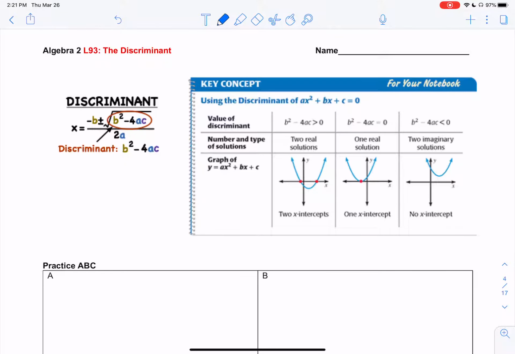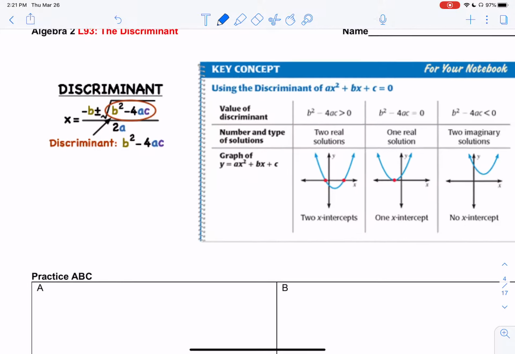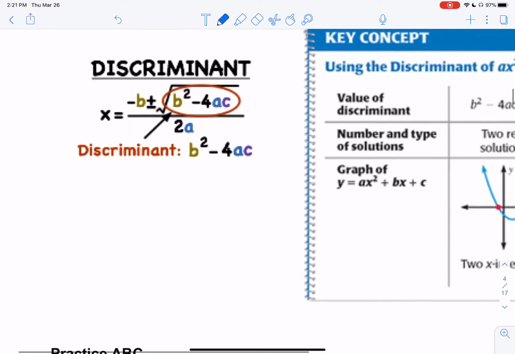Hello, Algebra 2. This is Lesson 93, the discriminant. Before we start this lesson, you're going to want to refresh your memory on this wonderful little equation called the quadratic formula. And you'll notice underneath the radical of the quadratic formula, b squared minus 4ac, it has a special name. It's called the discriminant.